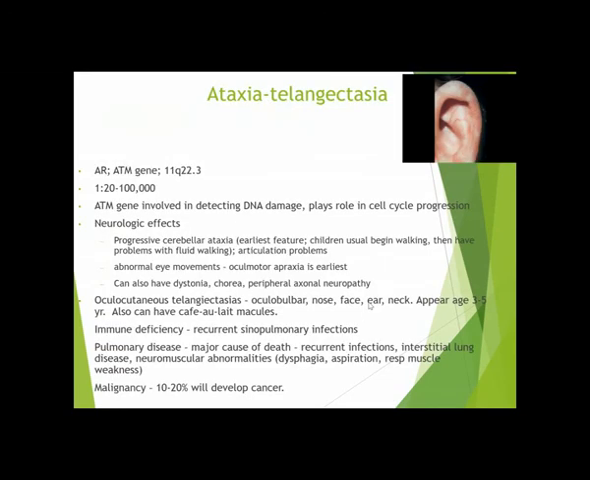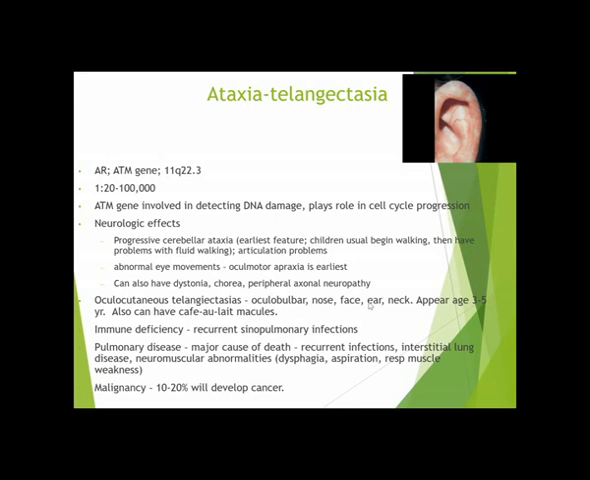The neurological features of ataxia telangiectasia include progressive cerebellar ataxia, which is the earliest feature. As soon as the child starts walking, they have problems with fluid walking, they cannot walk unaided, or they cannot walk smoothly. There can be dysarthria, that is the articulation problem. Patients may have abnormal eye movements. They can also have dystonia, chorea, and peripheral neuropathy. Again, you can see this is not a pure cerebellar disorder.